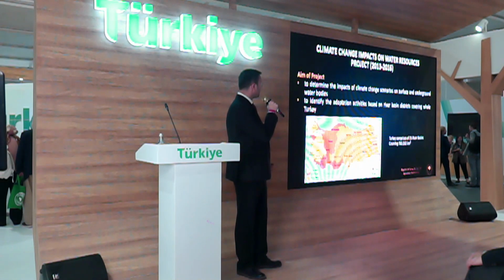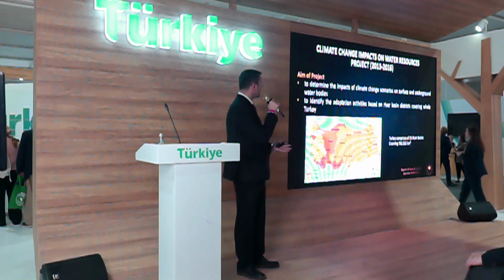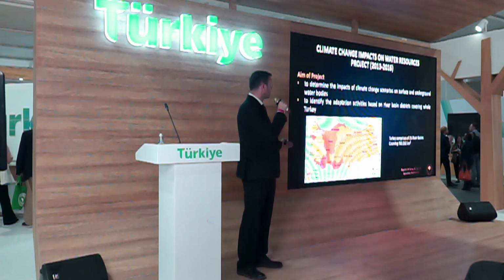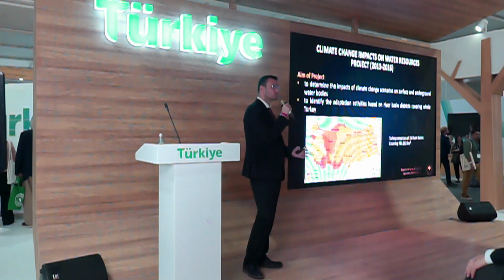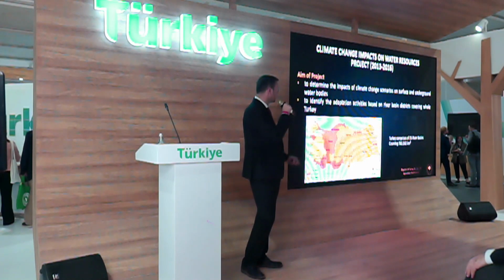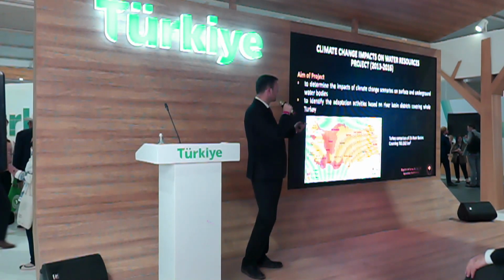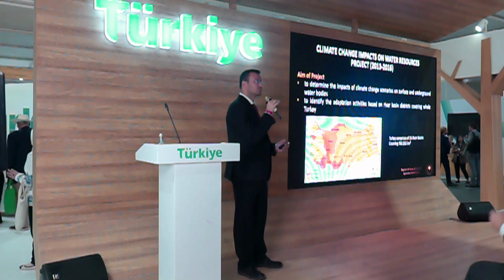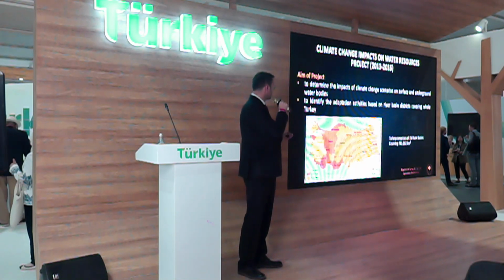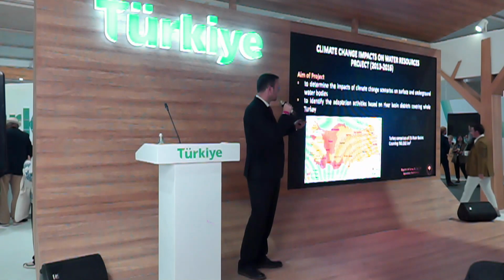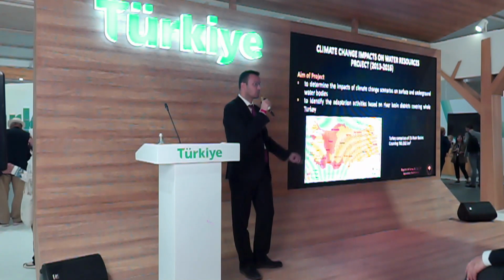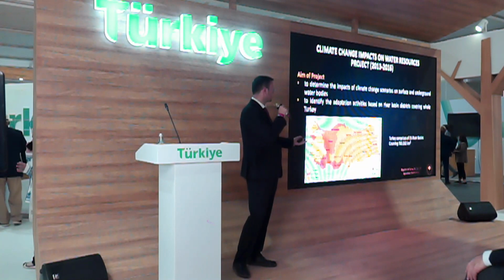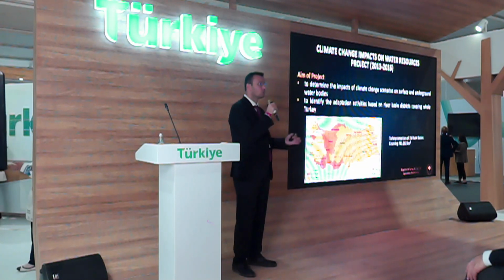Therefore, this brings us to our first project, which is the climate change impacts on water resources project that was conducted between 2013 and 2016. The main objectives of this project are to determine the impacts of climate change scenarios on surface and underground water bodies, and to identify the adaptation activities based on river basin districts covering whole Turkey.